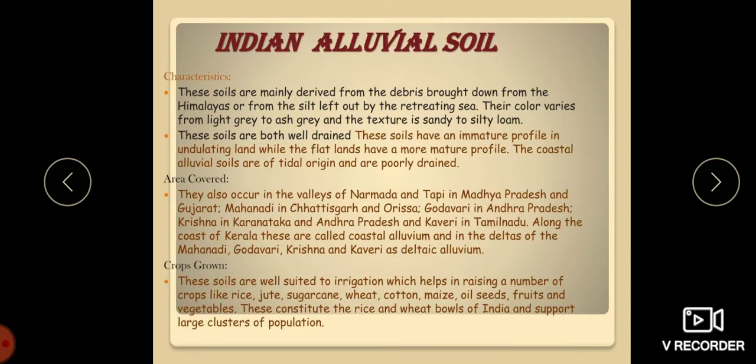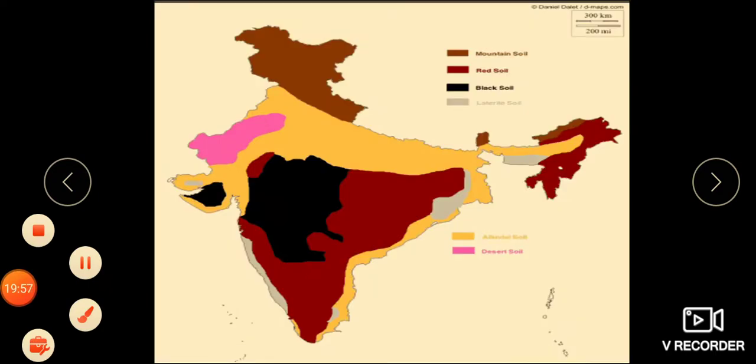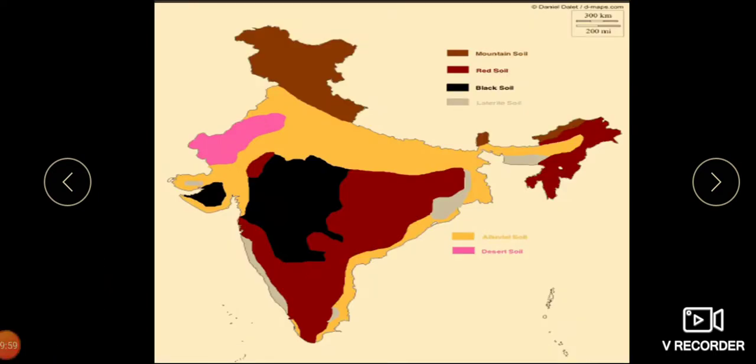The soil is well suited to irrigation, which helps in raising a number of crops like rice, jute, sugarcane as I told you, cotton, maize, oilseeds, fruits and vegetables. These constitute the rice and wheat bowls of India and support large clusters of population.